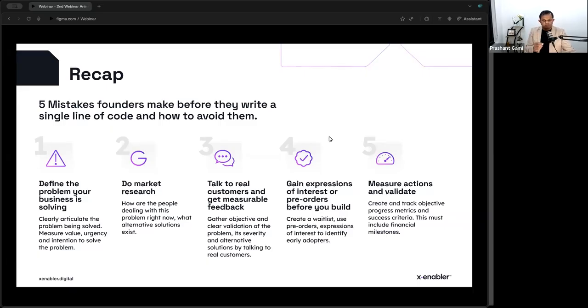And then as we said, measure actions and validate. Keep track of what you need to deliver, how quickly you need to deliver, what you have promised, and what the success criteria look like if you do it correctly, and that should include the financial outcome. If the business does not have an outlook of what its financial milestones are, then it is very easy to be swayed into many problems, which is what we will be talking about today.